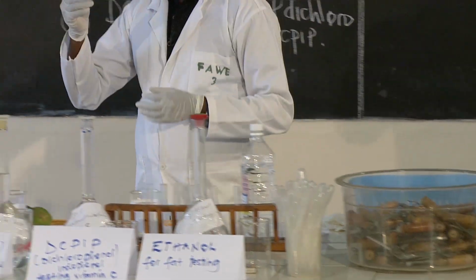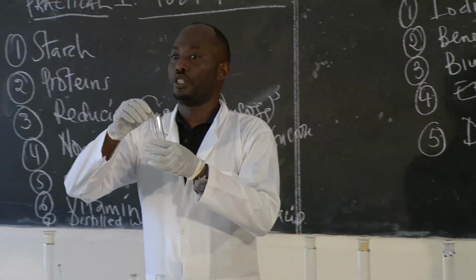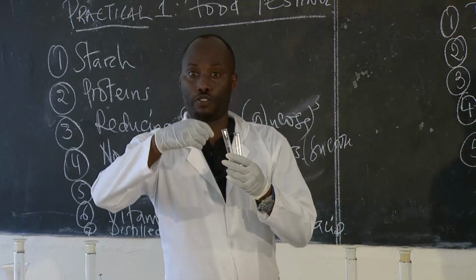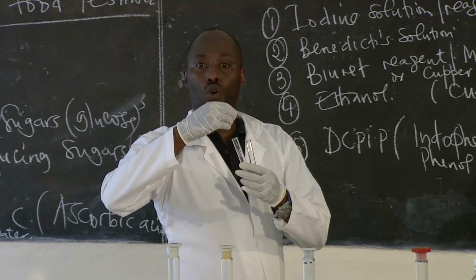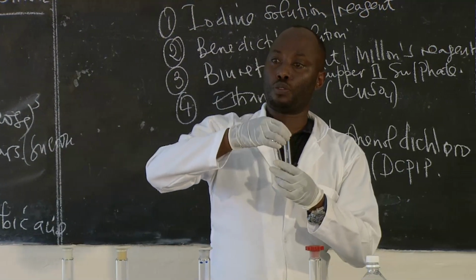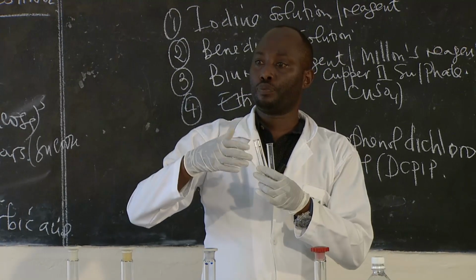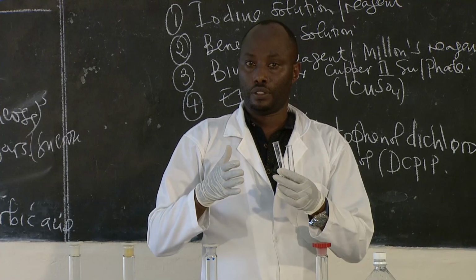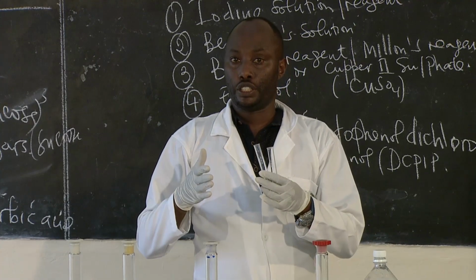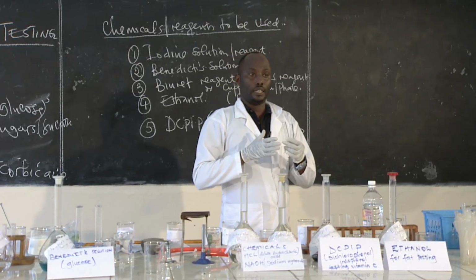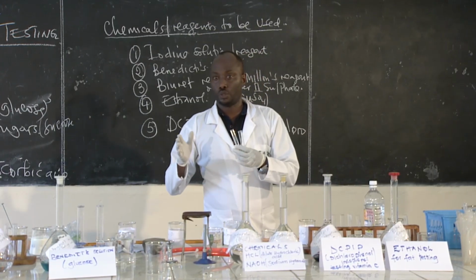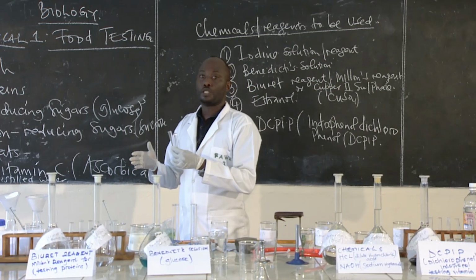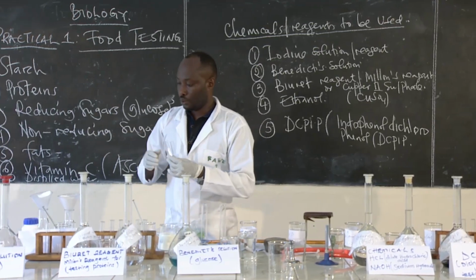I will have 2 test tubes, and I will use them to test starch. I will get 2 drops of starch, then add the iodine solution, and I will be able to observe color changing. Once you see a color change from one color to another, we say there is presence of starch in the solution. But if the color does not change and persists, we say there is absence of starch in the solution. Let us do the experiment.